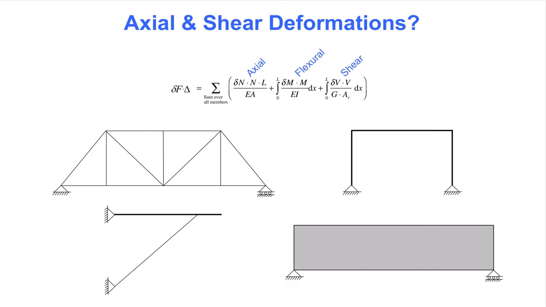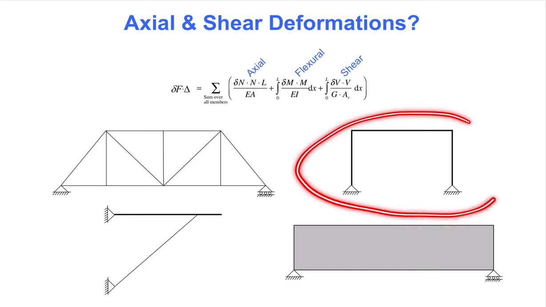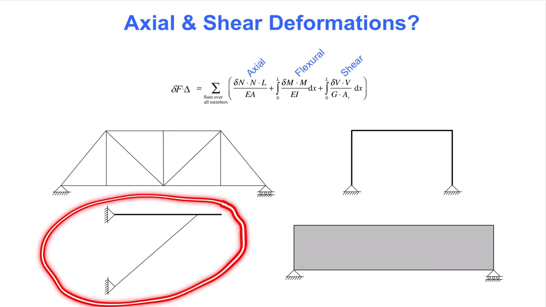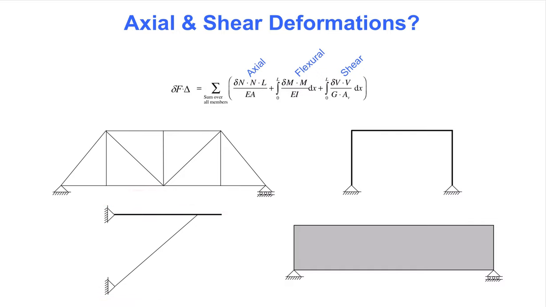In contrast, a typical frame, such as the one shown here, will usually have negligible axial and shear deformations. Flexural deformations dominate. For that reason, for typical frame structures, only the middle term in the right-hand side of the virtual work formula is used. For mixed truss frame structures, such as the one shown here, it is harder to give a definitive answer as to whether axial deformations should be included.